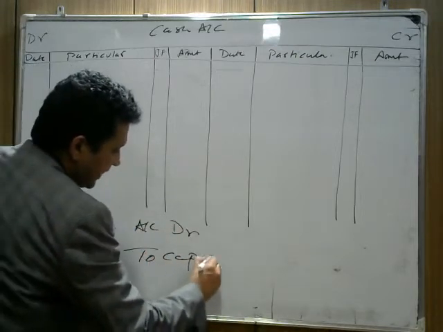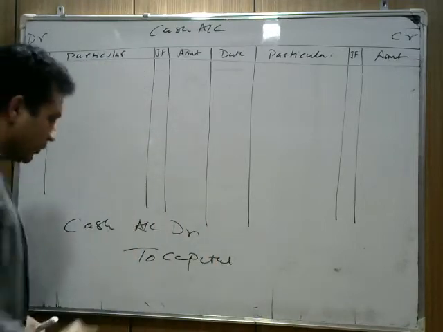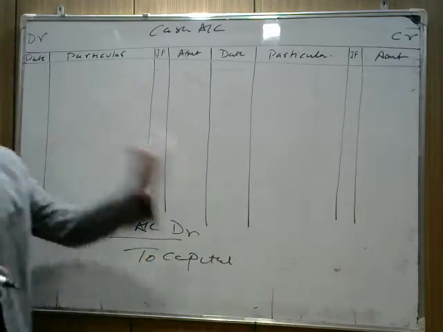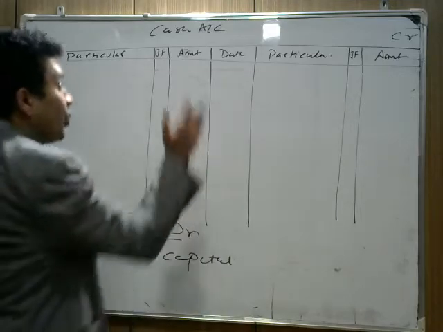So cash को debit करना है. Now cash debit होना चाहिए. Cash कहाँ पर आना चाहिए, cash book में? It simply says that the cash will be debited. तो ये cash book में debit होना चाहिए.